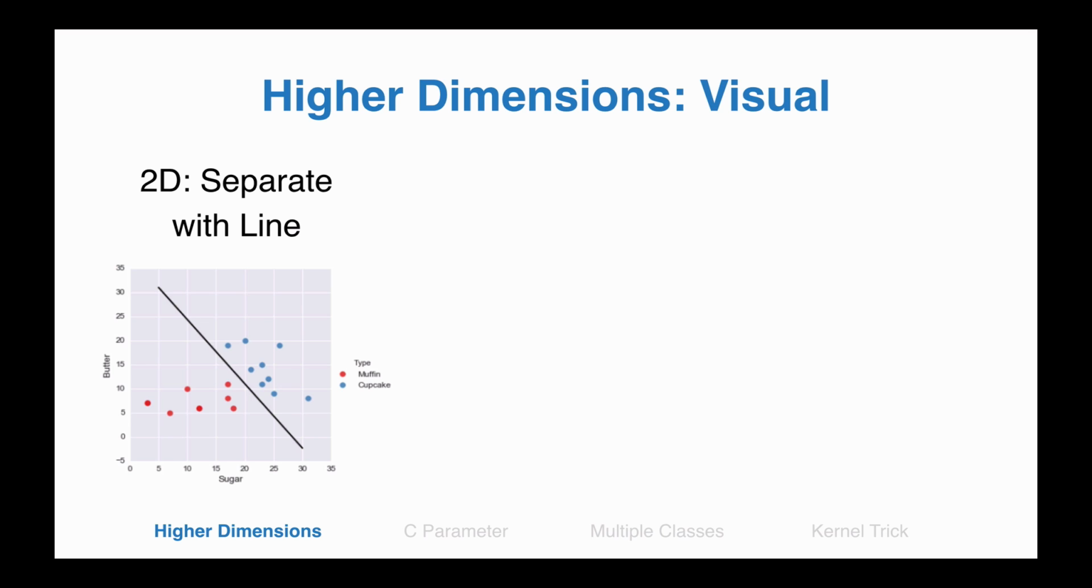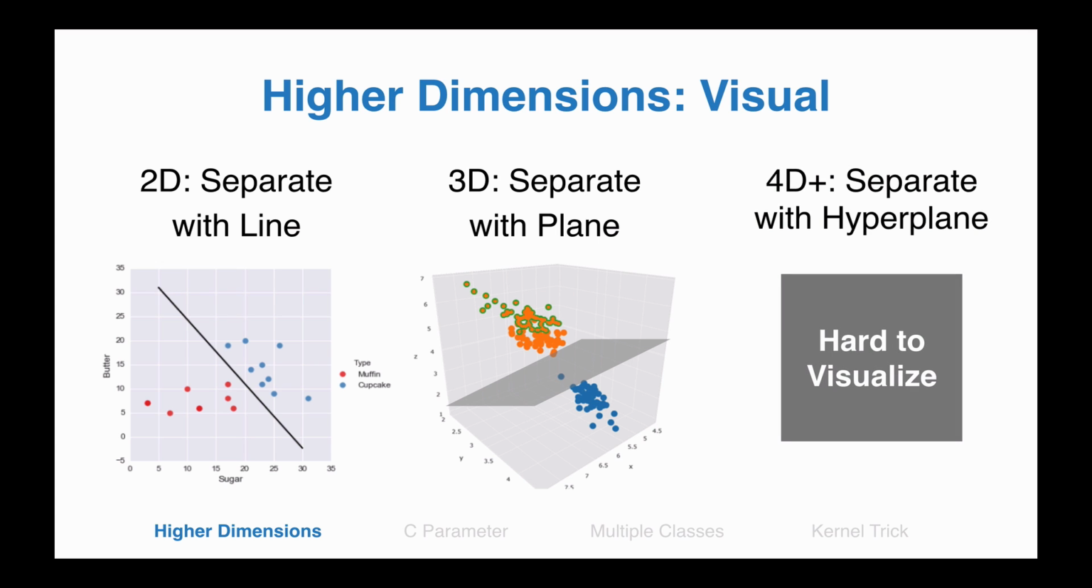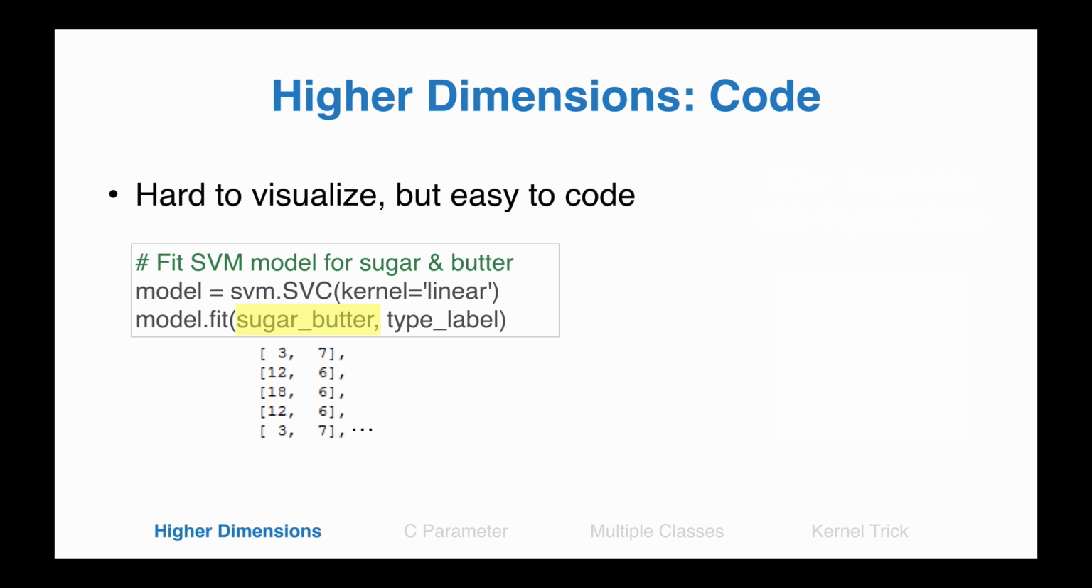So let's say we wanted to add another dimension. Let's say flour. Then we would have 3 dimensions, and we could separate that data with a plane. Let's say we had 4 dimensions. Well, in that case, we'd separate our data with a hyperplane, but it gets pretty hard to visualize. But here's the cool thing. Even though it's hard to visualize, it's actually very easy to code.